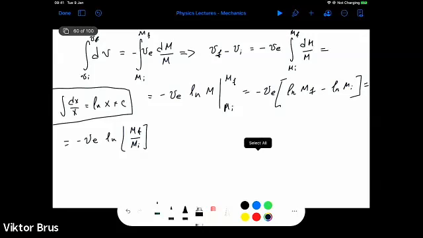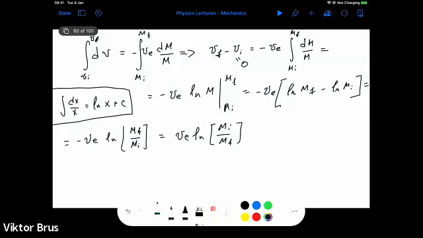And another feature of logarithm, if there is a minus, we can get rid of this minus if we flip over this ratio. So it will be v_e natural logarithm of m initial divided by m final. And now assume that initial velocity is equal to 0, just for a good example. So here initial velocity is equal to 0.